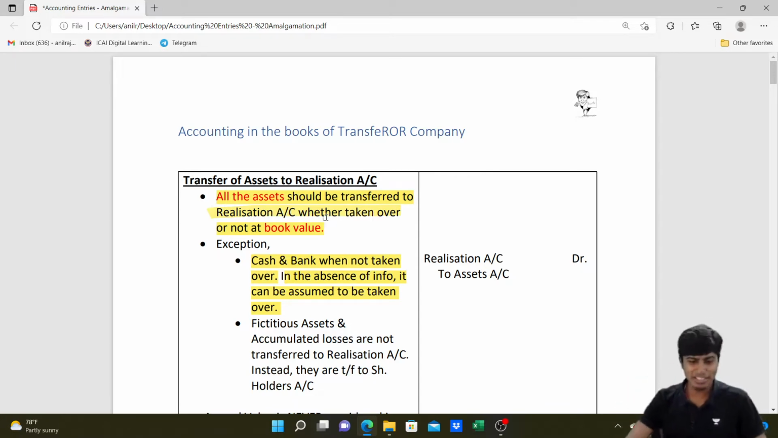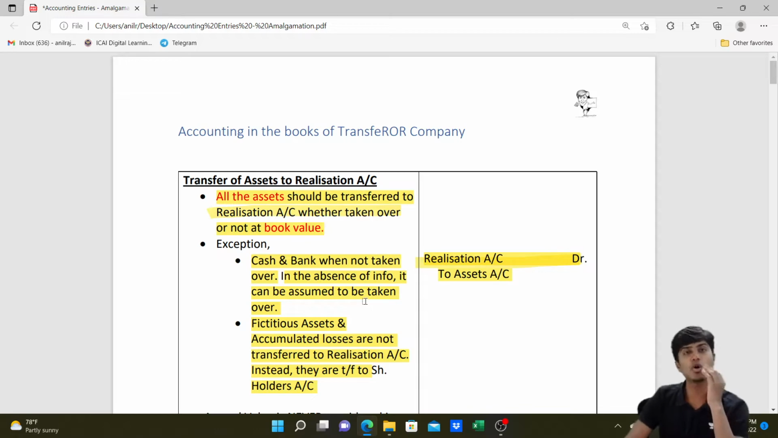Yeah, got that guys. Then I also mentioned that fictitious assets and accumulated losses are not transferred to realization account. Instead, they're transferred to shareholders account. And the journal entry, like I mentioned, will be realization account debited and the credit will be given to assets account. Now all the assets are transferred.